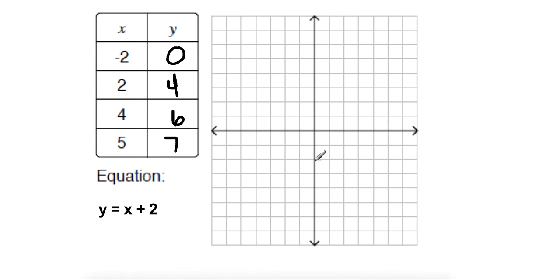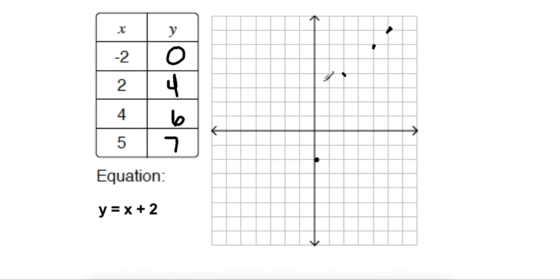Over 0, down 2, over 2, up 4, over 4, up 6, over 5, up 7. Now, what is wrong with my graph?